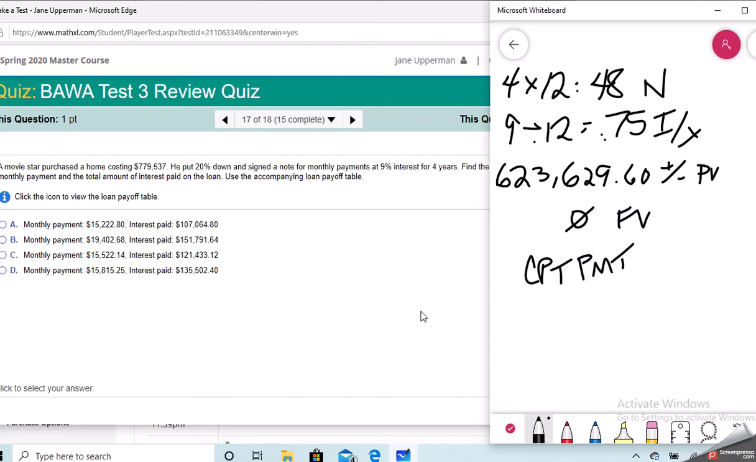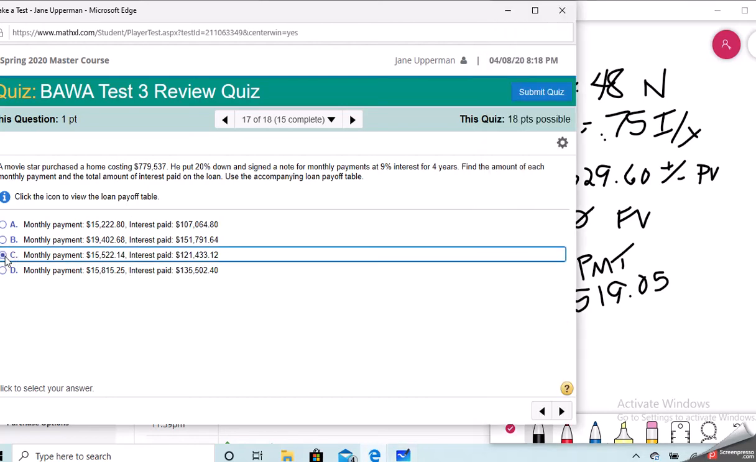So 48 is our N, 0.75 is our IY, 623,629.6, hit the plus or minus button to make it negative, is our present value. No future value in a loan, clear that out, and then compute the payment. So we get $15,519.05. So then this one, again, it's like $3 difference, but it's going to be C.